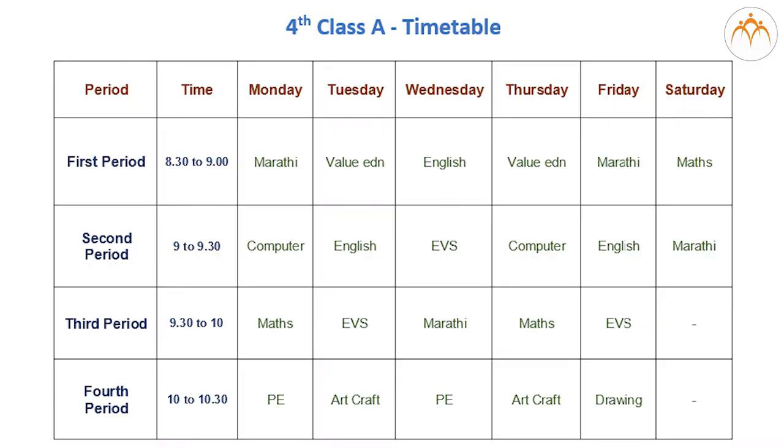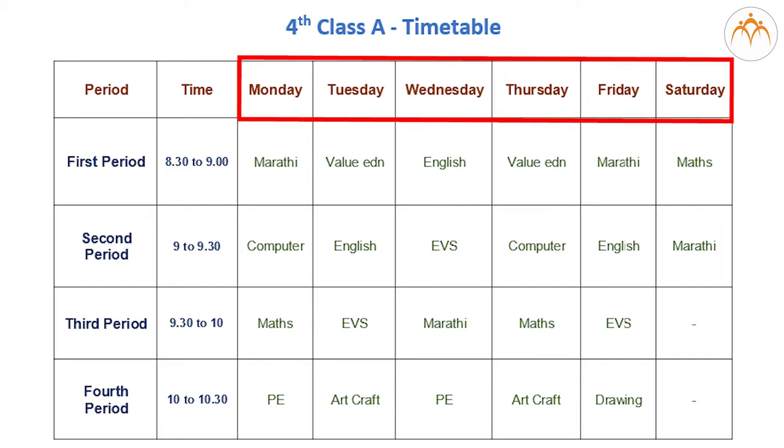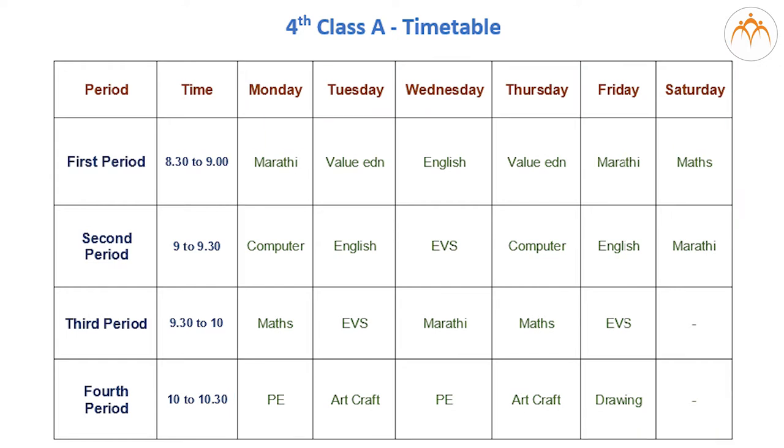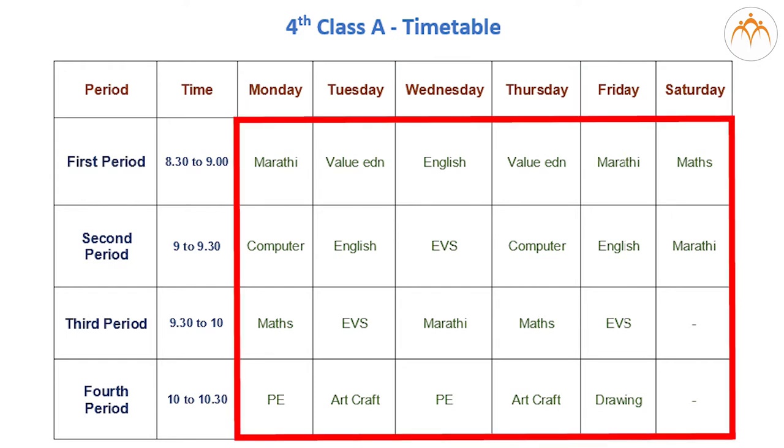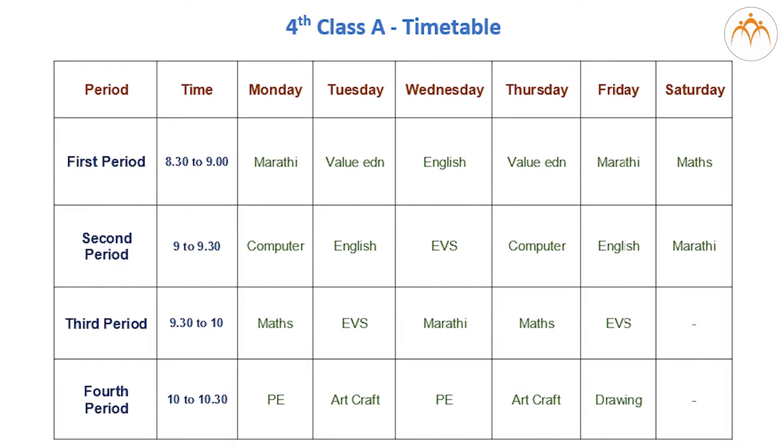Now, I will show you the school timetable. Now, you should be able to read this. See, the names of the days of the week are written in these rows horizontally and in columns vertically, names of the subjects are written. Now, let's read the timetable and try analyzing it.